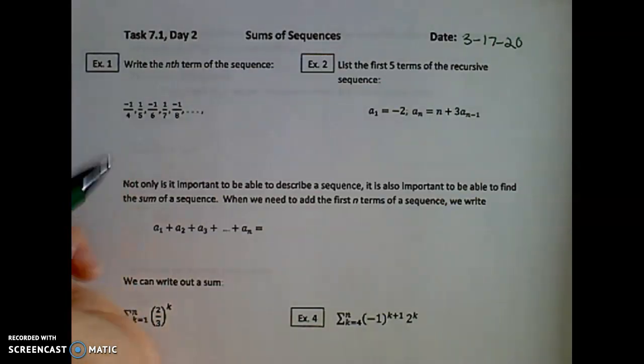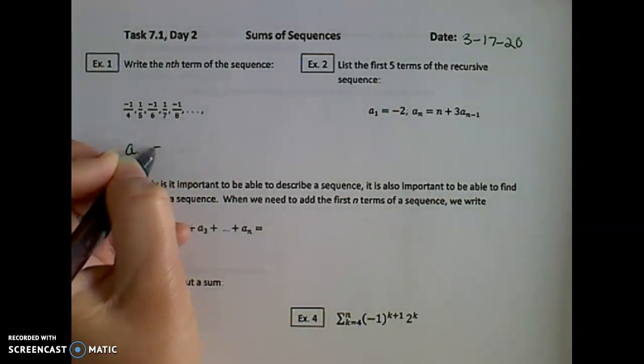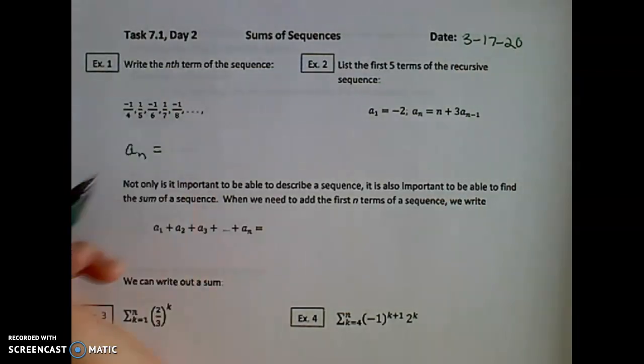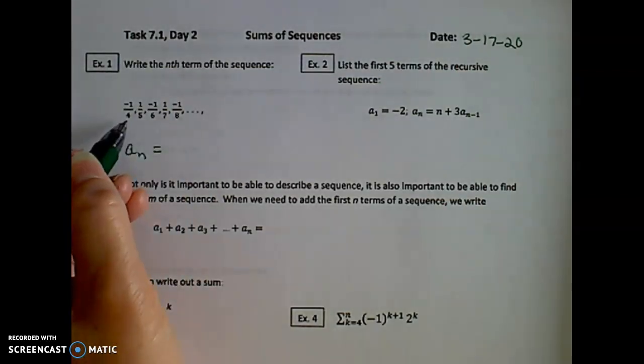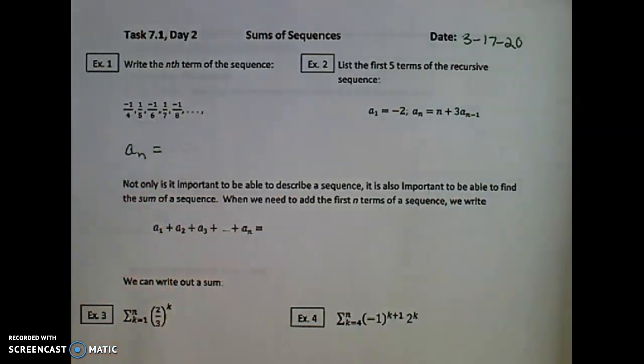These first two examples are just review from yesterday. Write the nth term of that sequence. We're talking patterns of numbers. So that's written a sub n is equal to. I'm going to give you a moment to look at that. It's an alternating sequence. Starts negative to positive, negative to positive. So as a hint, it's an alternating sequence. Try to write a formula for the nth term and then pause.